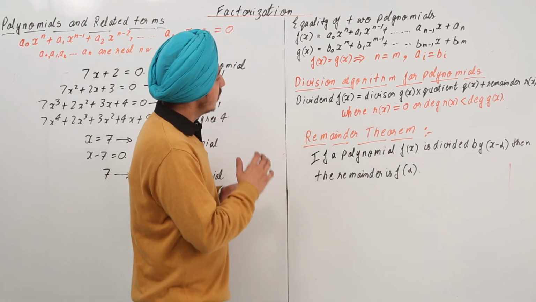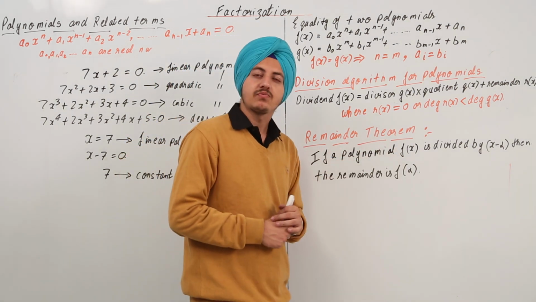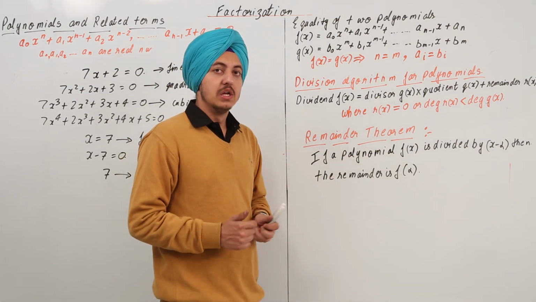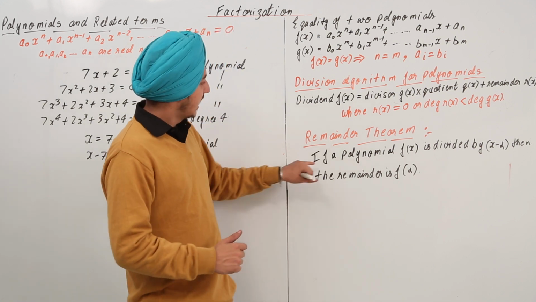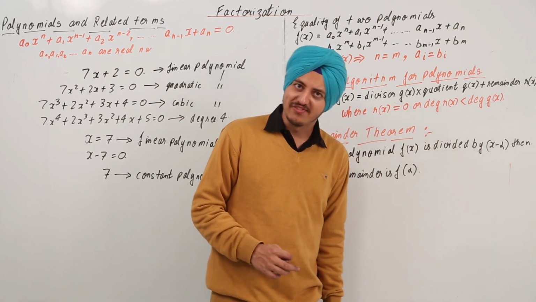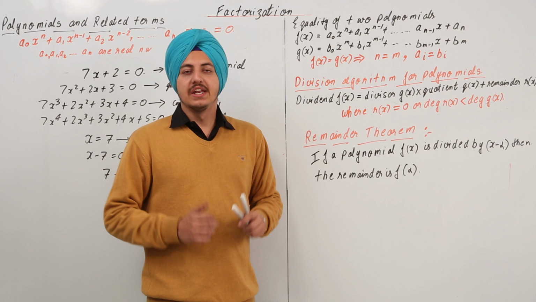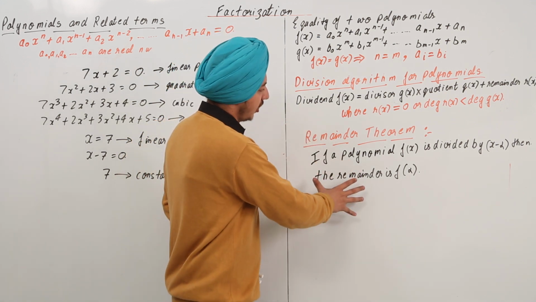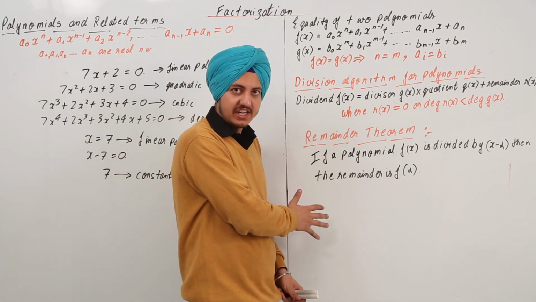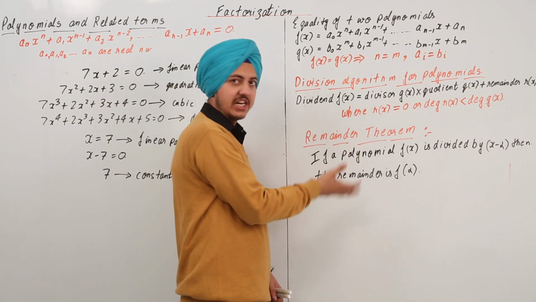Okay. Now the last part of this video is remainder theorem. What is the remainder theorem? Remainder theorem says if a polynomial f(x) is divided by x minus alpha, then the remainder is f(alpha). Now again, I'm just explaining it to you just like this. This is just what the statement says.